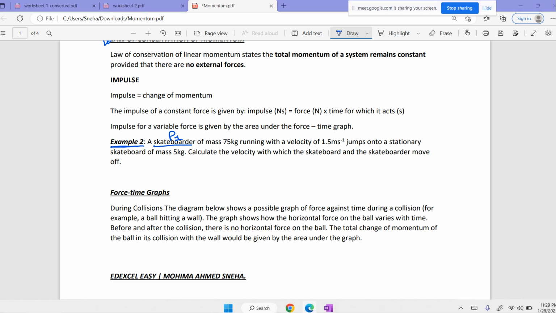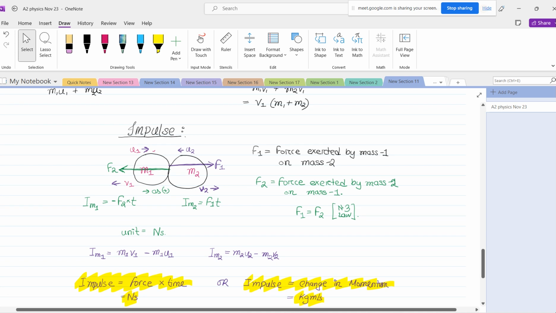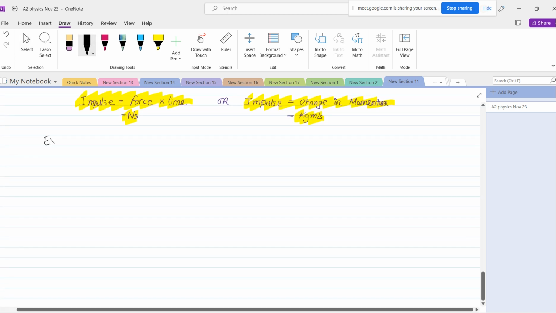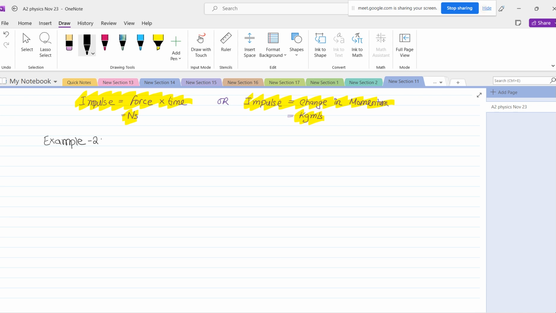So if you are supposed to draw a diagram for this one, example 2, before collision and after collision, I always prefer that you draw a simple rough diagram for these concepts. It just makes sure that you are not losing marks for silly questions like this.